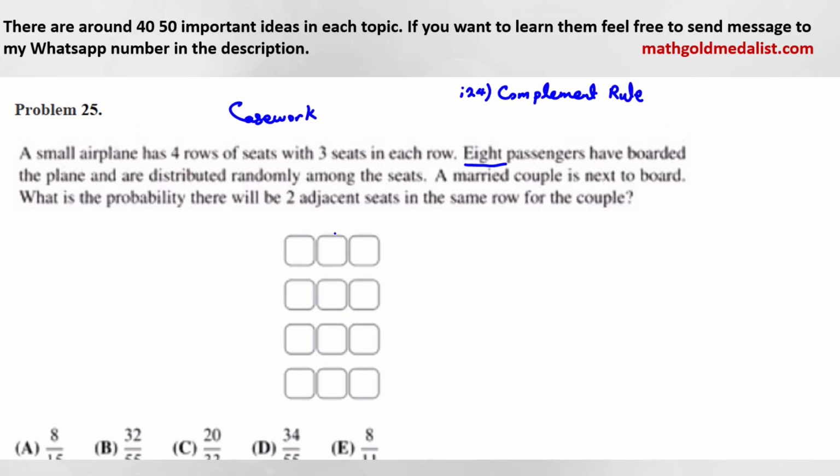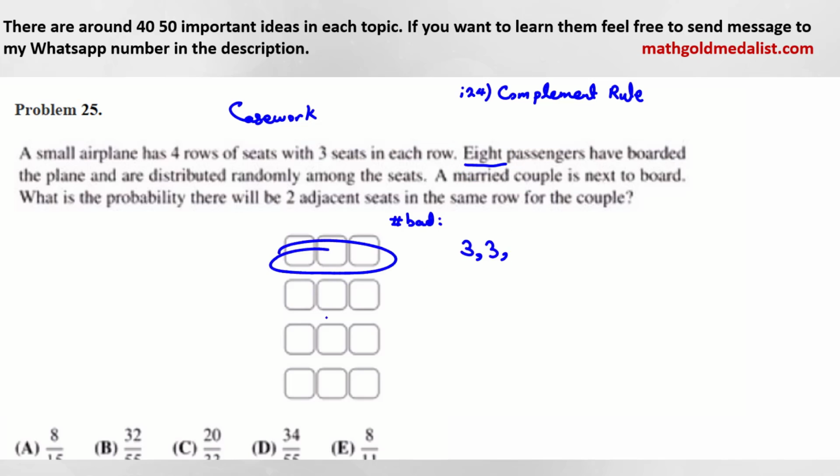Now I want to use casework. I consider these 8 passengers. For example, in each row we can have at most 3 passengers. So how many threes can we have at most? So we want to calculate the number of bad cases, or the probability of bad cases. So can we have 3 threes? No, because then it will be 9, but we have 8 passengers.